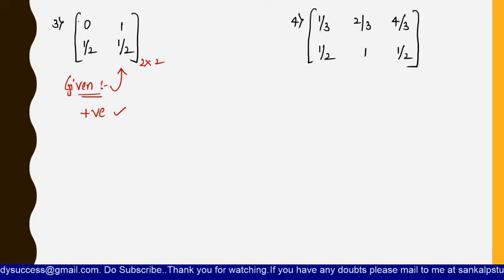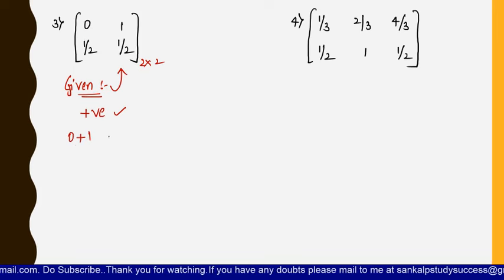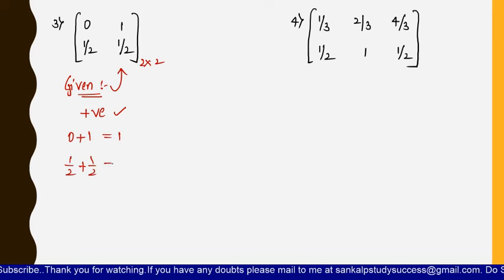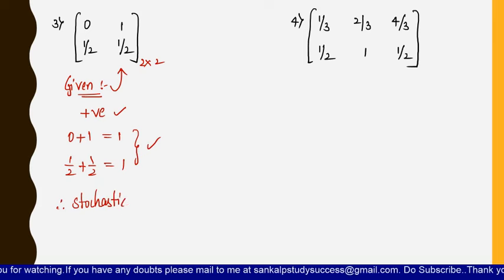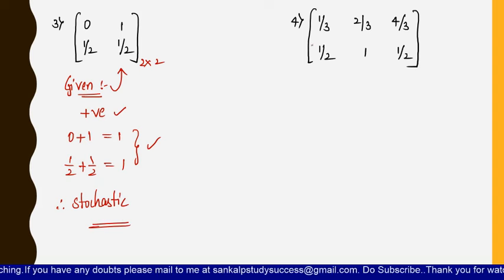Now coming to the second condition, let us add the elements present in each and every row. If you consider the first row, it is 0 plus 1, which is equal to 1. And coming to the second row, it is 1 by 2 plus 1 by 2, again which is equal to 1. That means our second condition is satisfied. Therefore you can say that it is a stochastic matrix. Now coming to the next, the fourth matrix, let us write the given data again.